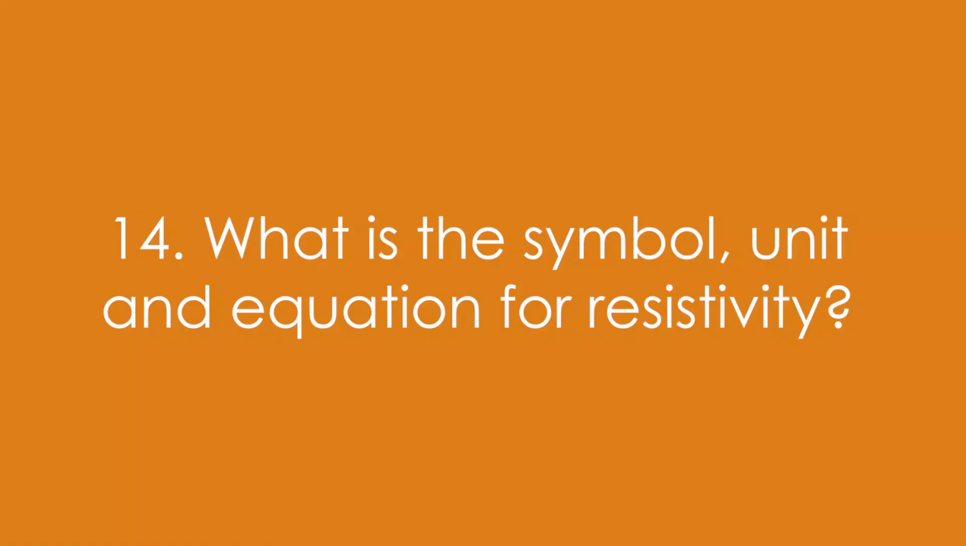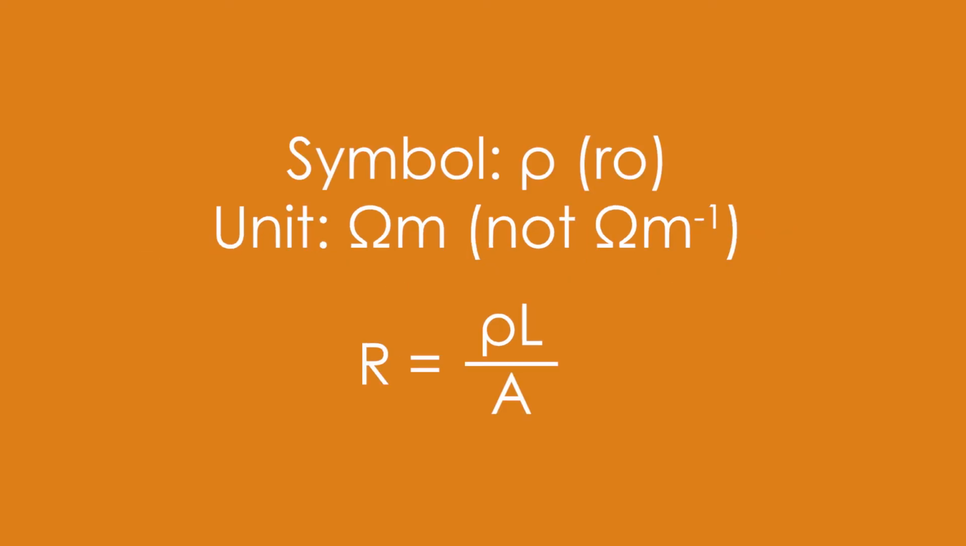Okay, let's finish off with a few questions that are just for A-level. 14. What is the symbol, unit, and equation for resistivity? The symbol is the Greek letter rho, it's not a P. The unit is ohm meters, not ohms per meter. And the equation is R equals rho L over A.